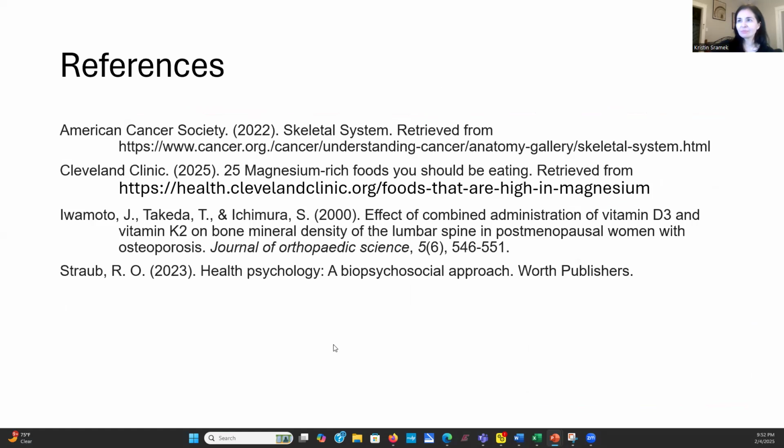So these are my references. I used a website from the American Cancer Society on the skeletal system, the Cleveland Clinic. I found an actual peer-reviewed journal article having to do with vitamin D3 and vitamin K2. And then, of course, I used the health psychology chapter. So that is the main ideas that I wanted you to cover inside of the presentation.